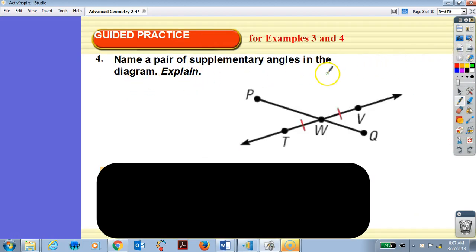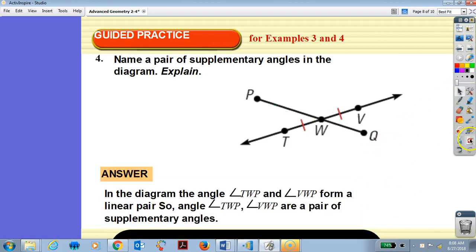Name a pair of supplementary angles in the diagram. So what do we know about supplementary angles? Supplementary angles add to 180. They form a linear pair. So we could go with angle TWP and, what can we go with this angle? PWV, right? These two. Or we could do TWP and TWQ, right? This angle and this angle. Or TWQ and QWV. Or QWV and VWP, right? Any two angles that form a straight line. Any of our linear pairs.